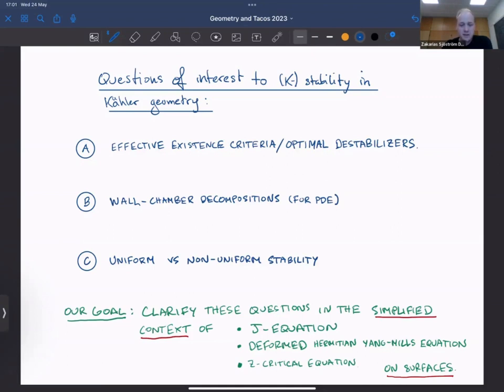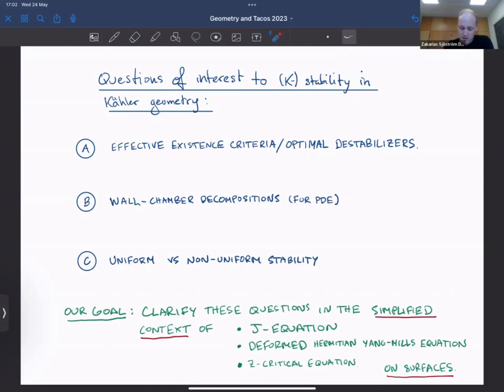So the questions of interest that I will look at today. We are interested in stability in Kähler geometry in general, for different geometric PDE, but maybe predominantly still for K-stability and for questions related to the Yau-Tian-Donaldson conjecture and this kind of circle of ideas. So the first one is very broad: it's about effective existence criteria. So finding good existence criteria, that's exactly what the Yau-Tian-Donaldson conjecture does for the constant scalar curvature, Kähler-Einstein equations, and so on.